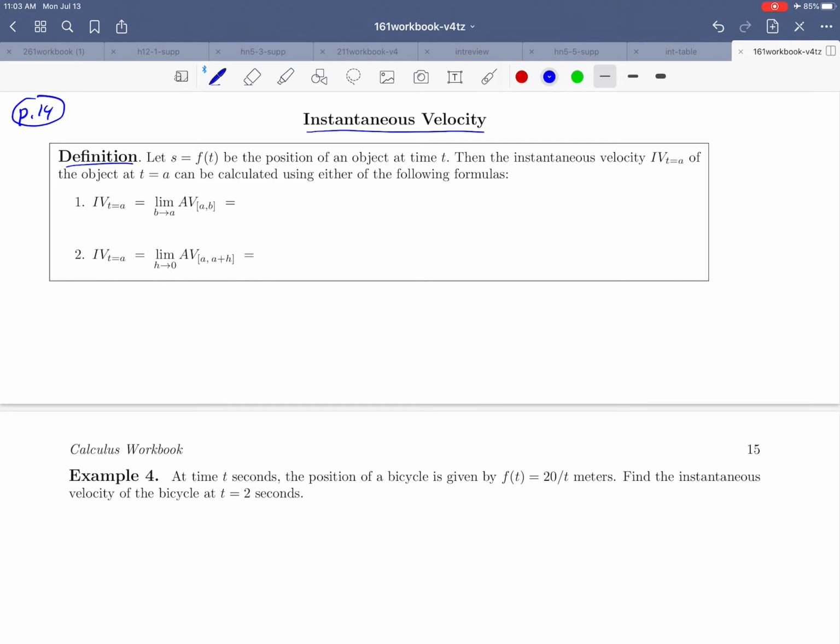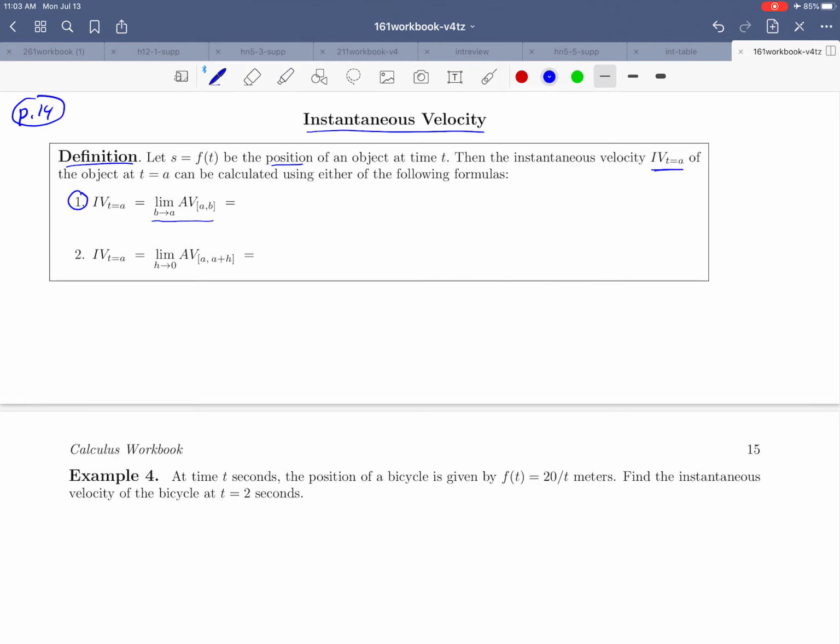We'll let s equals f of t be the position of an object at time t. Then the instantaneous velocity, recall our notation, IV at t equals a, is instantaneous velocity at t equals a, and can be calculated using either of the following formulas. Okay, and the first formula looks like this. It says we can take the limit as b goes to a of the average velocity over the interval from a to b. Now, what is the logic behind this formula?